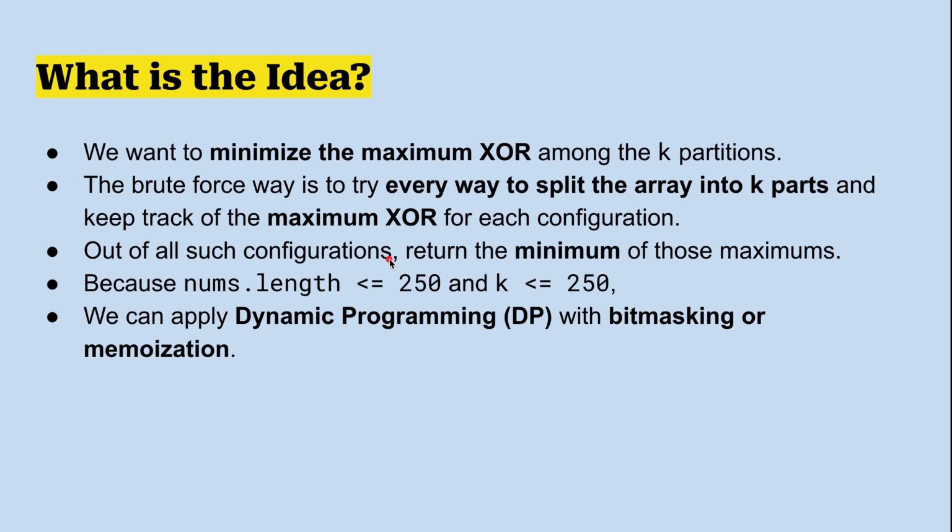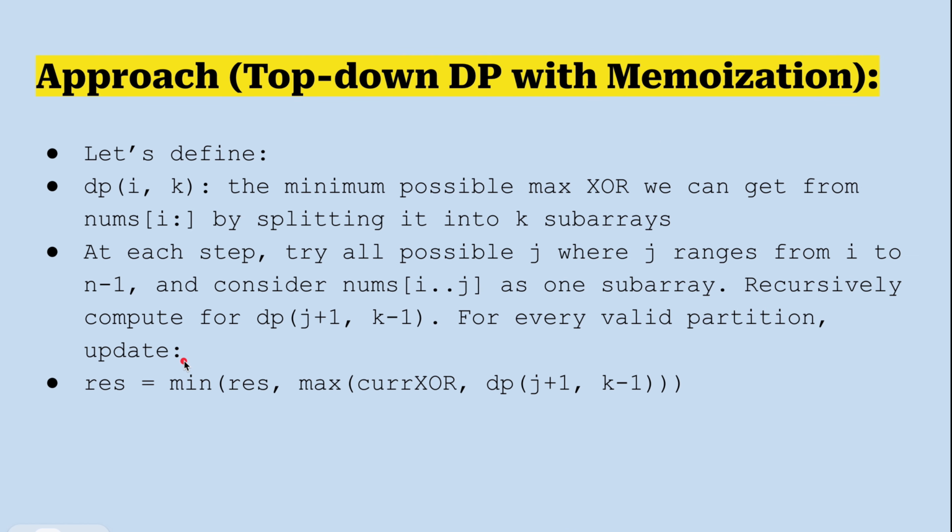So what is the idea? The idea is we want to minimize the maximum XOR among the k partitions, and the brute force way is to try every way to split the array into k parts, keeping track of the maximum XOR for each configuration. Out of all such configurations, we'll return the minimum of those maximums. The constraint we have is length less than or equal to 250, and k is also less than or equal to 250. So we can apply dynamic programming with bit masking or memoization. We'll use memoization here, so let's continue with the top down approach with memoization.